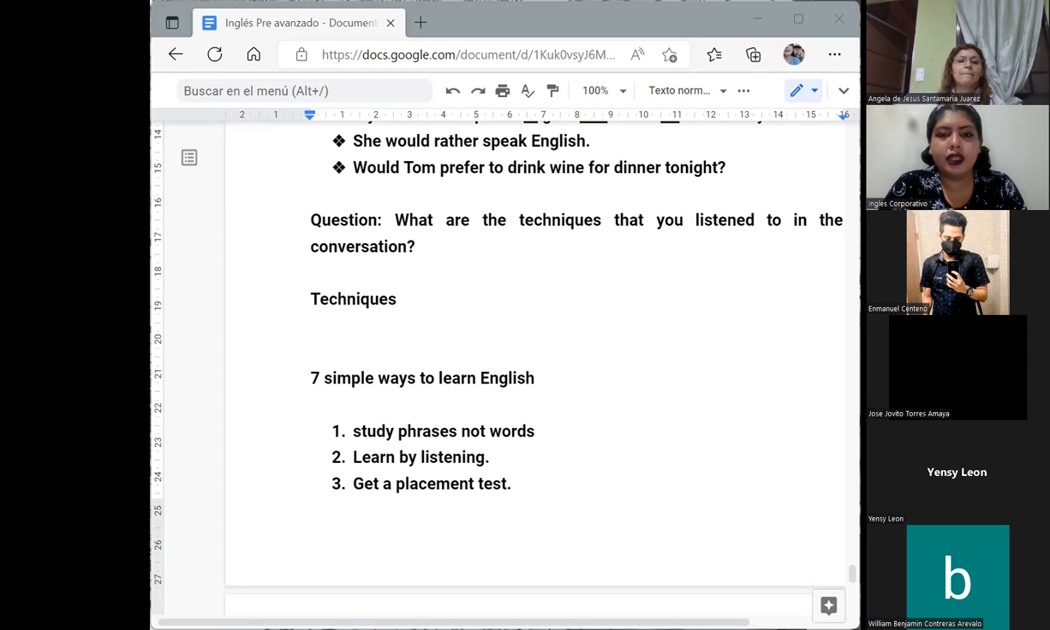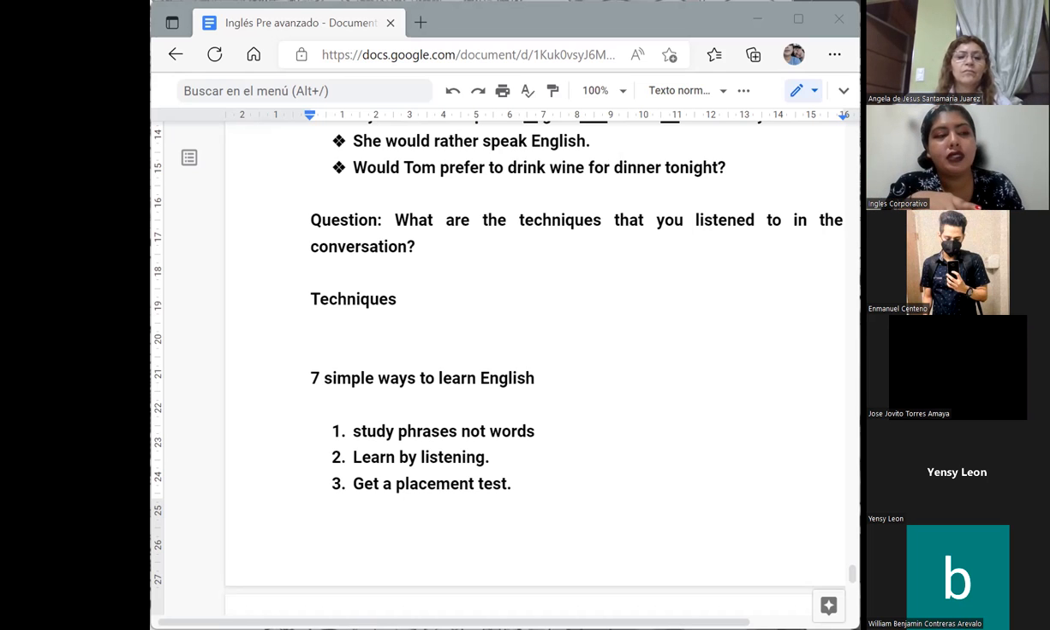I read texts in English or follow pages in different content, I guess.